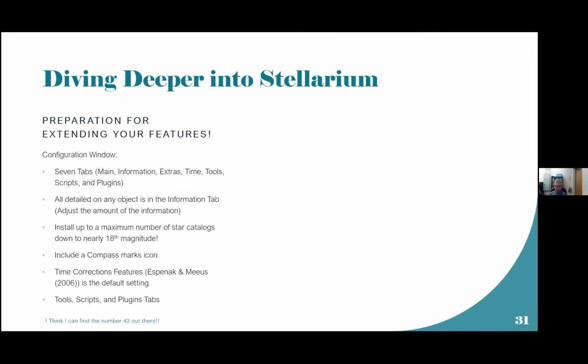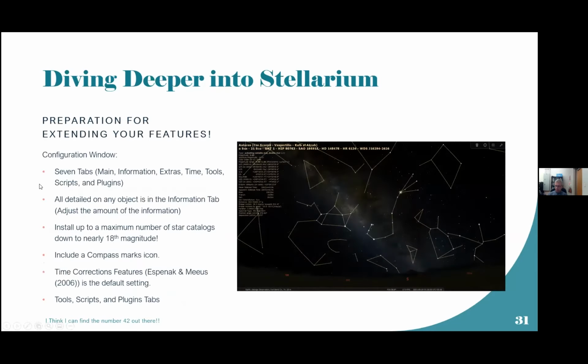Now, extending your features. Well, you got the 7 tabs, you got the main information, the extra time tools, scripts, and plugins. We'll go through that. Any detailed information of any object will be in the information tab. You can install a maximum number of star catalogs, 177 million stars down to 18th magnitude. You've got compass mark icons. There are different time correction features. Then there's the tools, the scripts, and the plugin tabs.